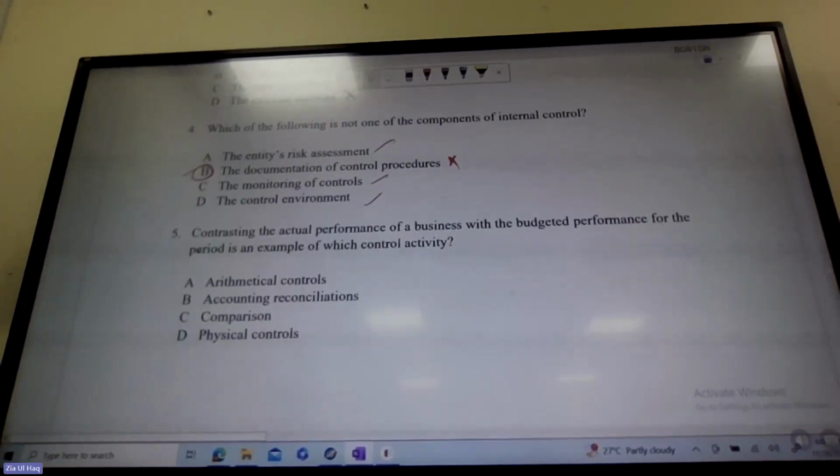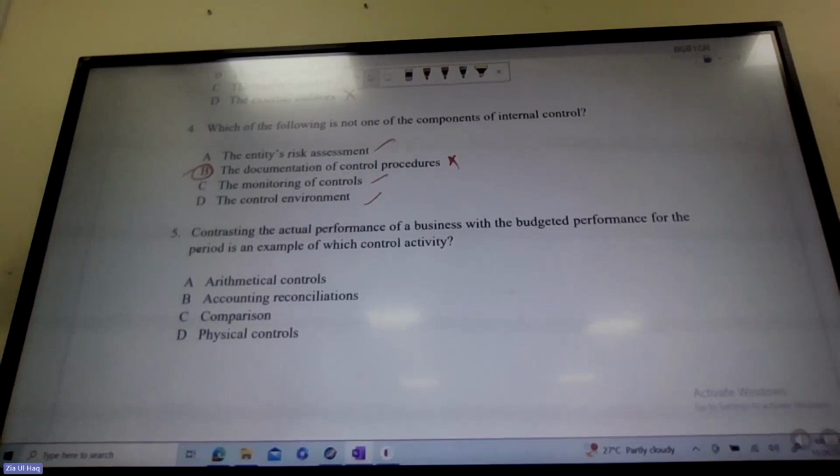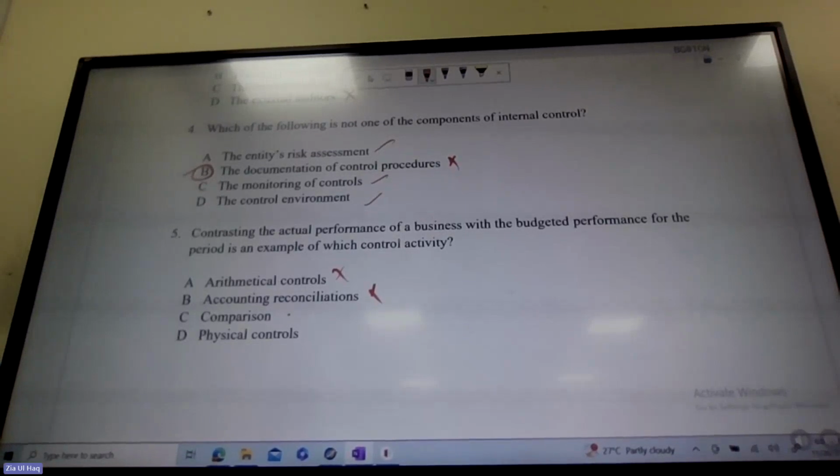Contrasting the actual performance of the business with the budgeted performance for the period is an example of which control activity? If you are comparing actual with budget, what is that? Arithmetic control? No, that is called recalculation. Accounting reconciliation? No. This is comparing actual results with budget. This is not physical control, because physical control is CCTV cameras, locked rooms, and security guards.